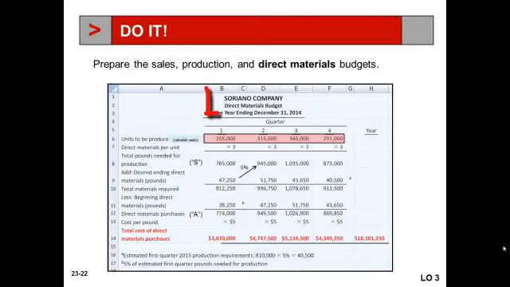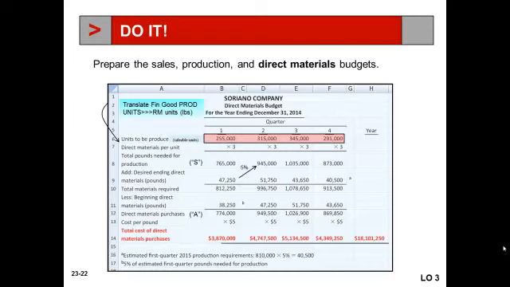Let's do a direct materials budget. Here's our schedule. We're going to start with our units to be produced. In other words, our starting point is our production budget to determine our direct materials budget. The first thing we have to do is translate that production budget into total pounds needed. So translating our finished goods units into a lower level of raw material units or pounds.